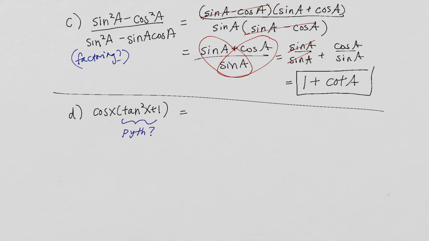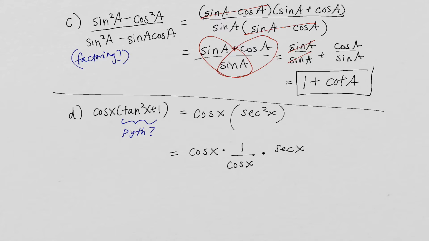So first thing I'm going to do is write this as cosine of x times secant squared of x. Okay, and then secant squared of x is 1 over cosine squared of x. But maybe I'll just turn one of those into 1 over cosine and leave the other one as secant.